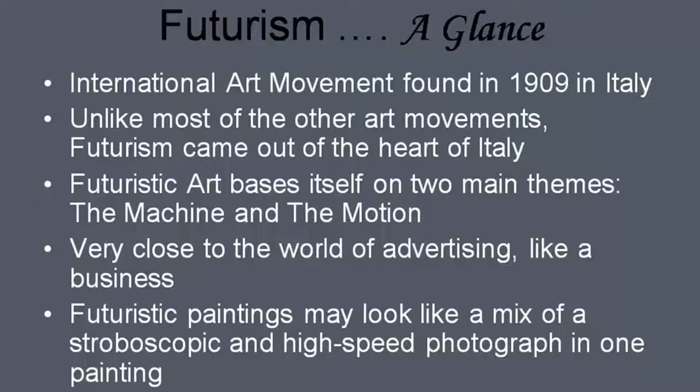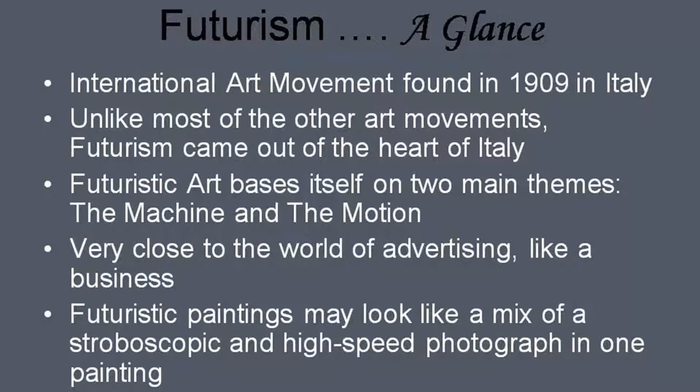So at a glance, if you look at the main characteristic features of Futurism, these are the points that you should know. First, an international art movement. Futurism was an international art movement, though it started in Italy in 1909, but soon it became international. Unlike most of the other art movements, Futurism came out of the heart of Italy, whereas Cubism was based in Paris, France. Both Impressionism and Post-Impressionism were also based in Paris, France. Realism as well, even Romanticism, to some extent, France and to some extent, England. But Futurism came out of the heart of Italy.